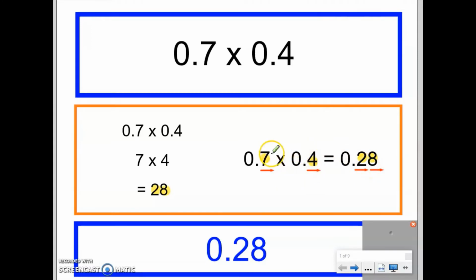Another way to approach it is to estimate what you think the answer is going to be. Both of these numbers are less than 1. So I wouldn't be expecting an answer of 2.8. That answer just wouldn't be realistic. It would be too big. It would be larger than what I was expecting. So we can use a little bit of estimation just to double check if we think our answer is going to be correct. But a mathematical way of doing it is to look at how many numbers are after the decimal point and ensure it's the same in your answer.